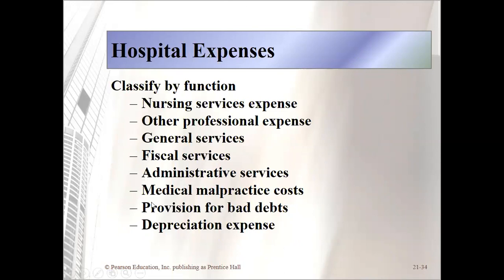Then hospital expenses would be classified by function. So here are the classifications for each function, from nursing services, other professional, general, fiscal, administrative, medical malpractice costs. Can you just imagine this particular account title, right? That there would be expenses immediately, provision for bad debts, you know this one. For the accounts deemed uncollectible, we estimate a portion of that, then depreciation expense.